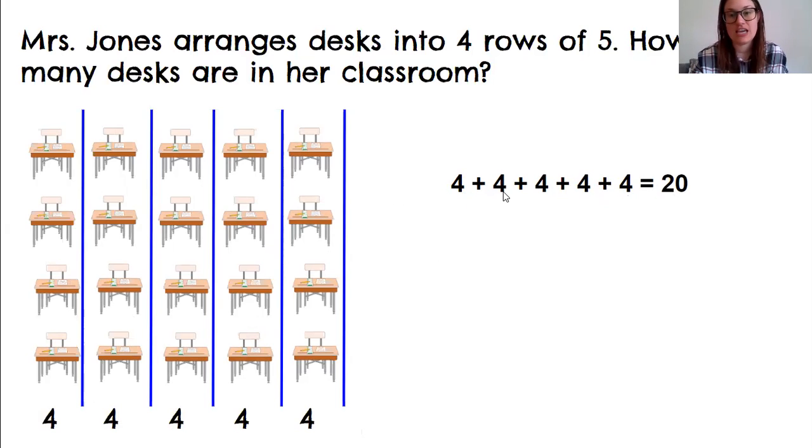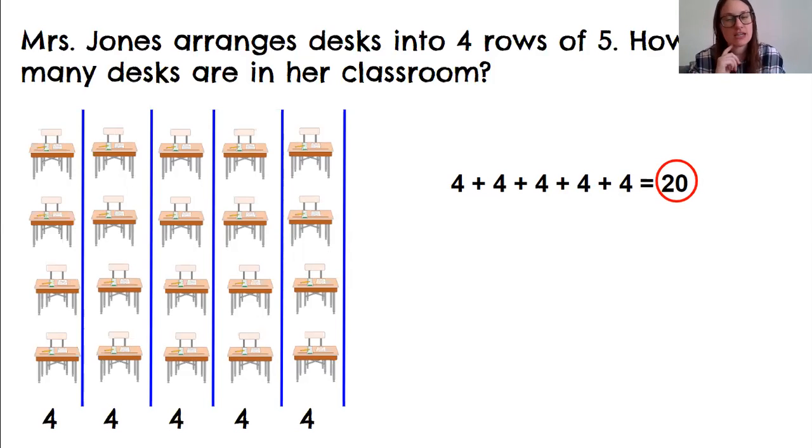Another way to look at that is making pairs from our add-ins. 4 plus 4 is 8. 4 plus 4 is 8. So 8 plus 8 is 16. We have 1 4 that we can't make a pair with. So 16 plus 4. 16, 17, 18, 19, 20. So 20 is the answer. There are 20 desks in her classroom.